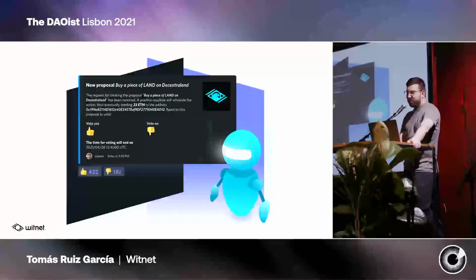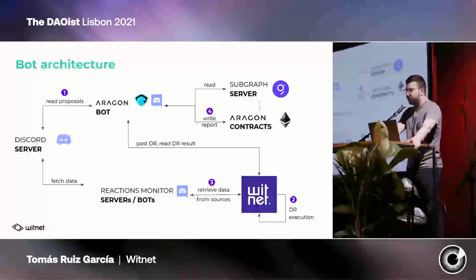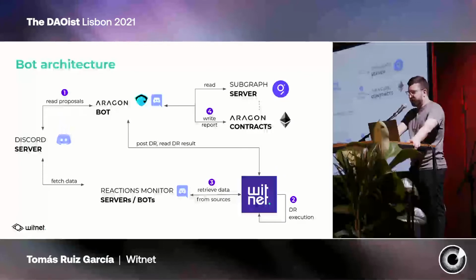And imagine that you want to create a proposal for buying a piece of land on Decentraland or in The Sandbox or in any place. And if the proposal gets a majority of positive votes, the bot will resolve the voting and will trigger the execution. And well, how does this work under the hood?